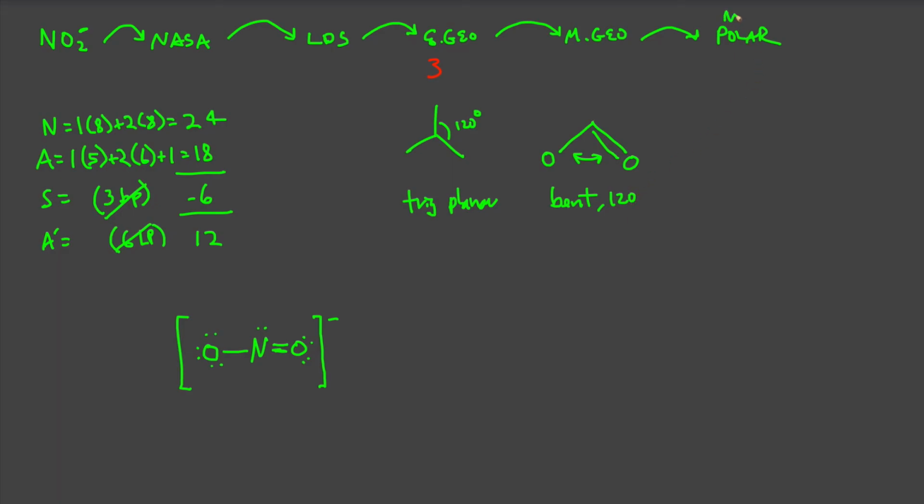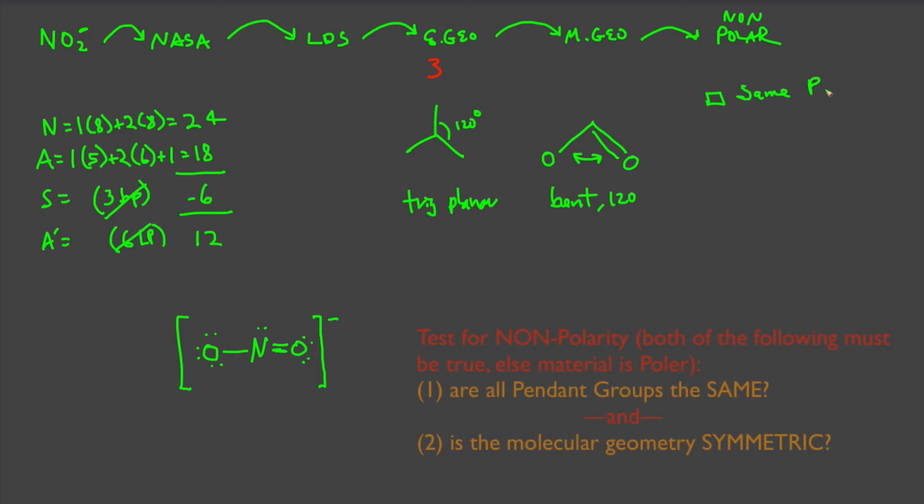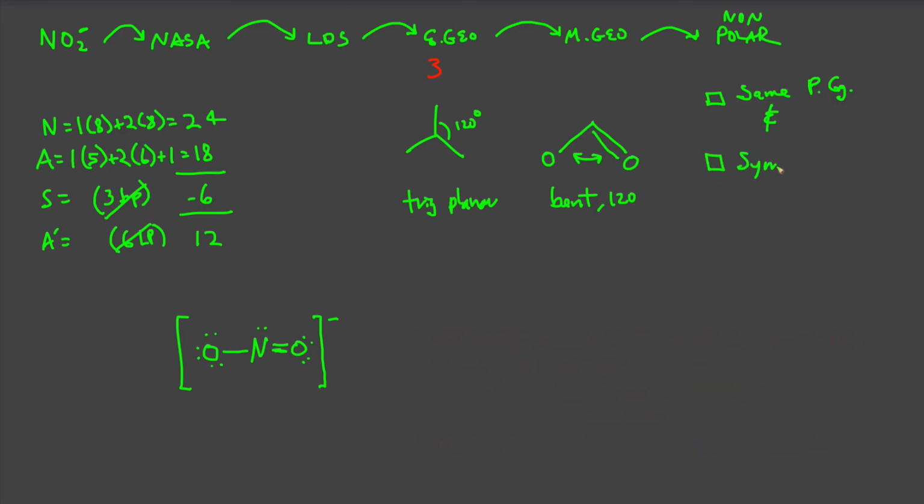And I'm going to test for non-polarity, as it were. And so what are our checks for non-polarity? The 2 questions are, 1, does it have the same pendant group? And remember, we define pendant group as these groups which are attached to the central atom. And, it's very important, this is and not are. And does it have symmetry? A compound is said to have symmetry if its molecular geometry is equal to one of the electronic geometries.